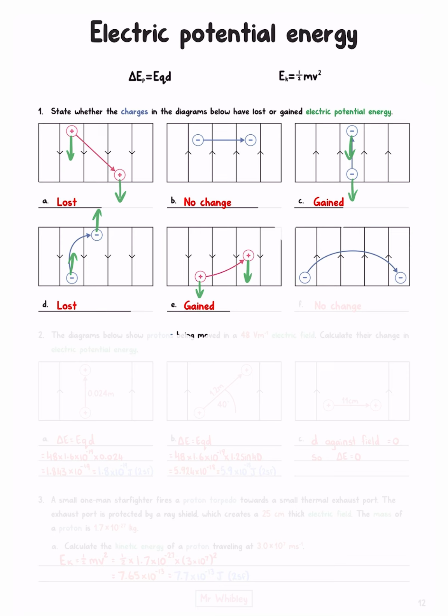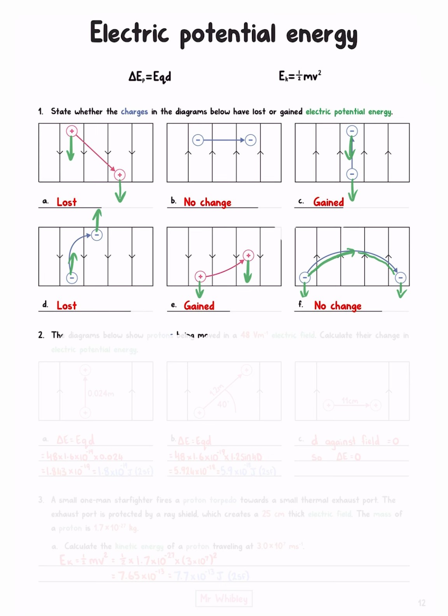And as mentioned before, our negative charges experience forces against the direction of the field. And so what has occurred is our negative charge has stored energy as it's worked against the field, and then as it's changed direction, it has started to lose that electric potential energy again. Because it's returned to the same level, all of the electric potential energy it's gained, it has now lost, and therefore we have no change.